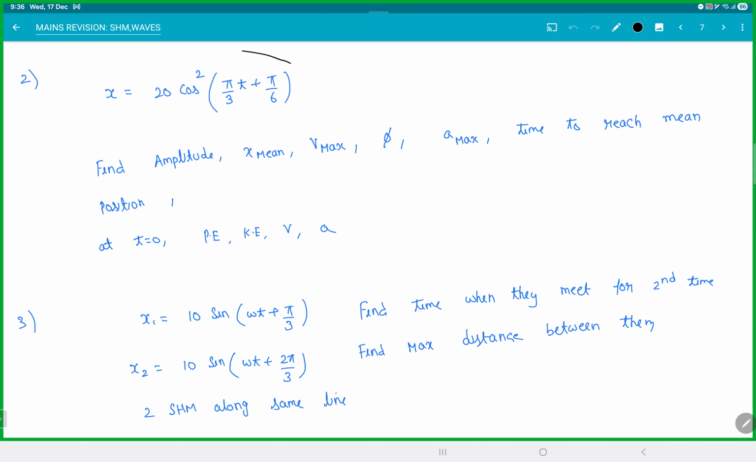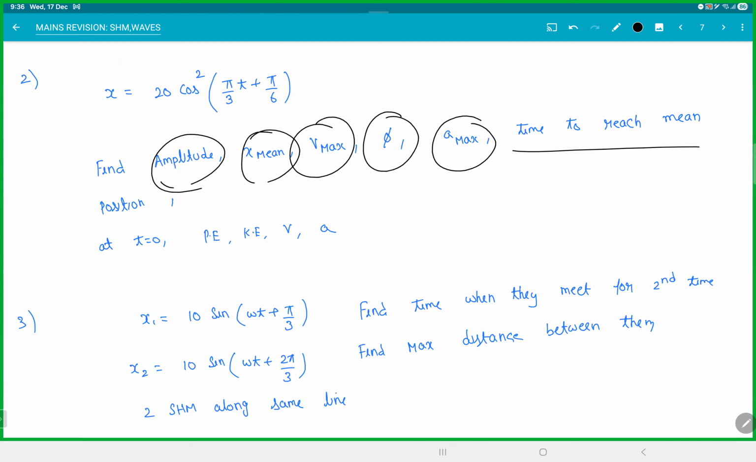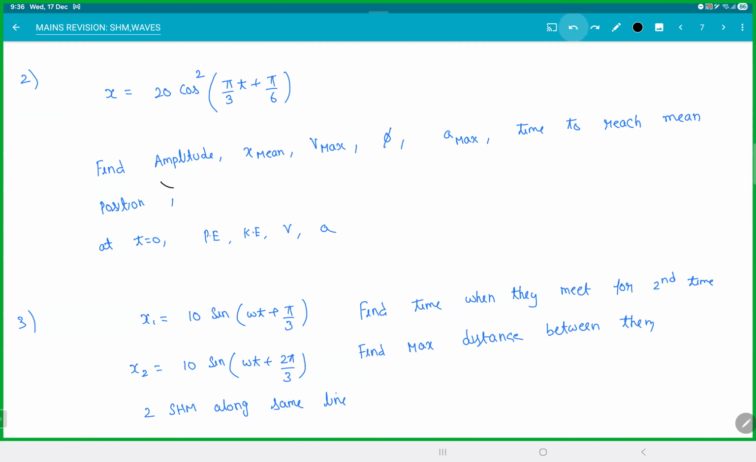This question can come in waves, it can come in SHM, it can come in alternating current. Find the amplitude. That's the question they'll ask you. Here, x is equal to 20 cos squared of (pi by 3 t plus pi by 6). Find the amplitude, the mean position, maximum speed, phase angle, maximum acceleration, time to reach the mean position. At t equal to 0, I want the values actually: find the potential energy, kinetic energy, velocity, and acceleration at t equal to 0.